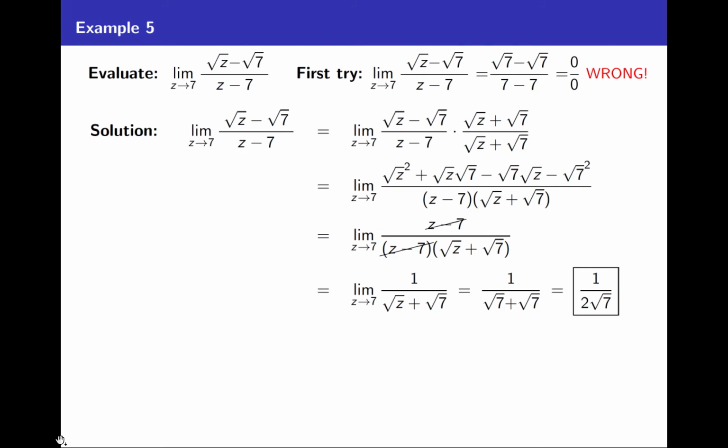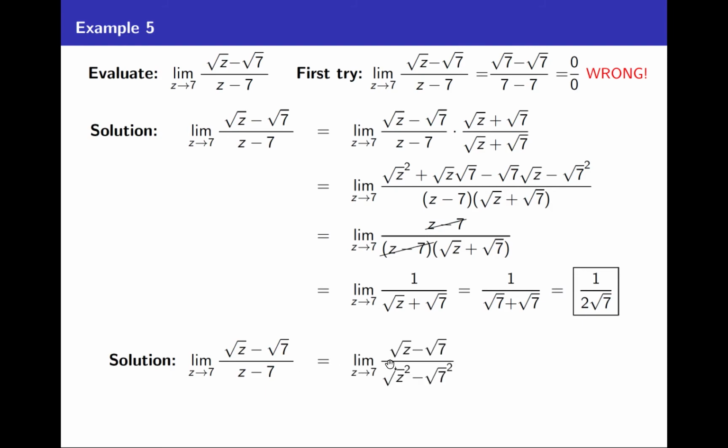I'm going to show you another way that you could evaluate this limit, a different solution. We've got the limit as z approaches 7 of the square root of z minus the square root of 7 divided by z minus 7. Now, it doesn't look like it, but the z minus 7 on the denominator is actually a difference of two squares. Z is approaching 7, so z is a positive number. That z is something squared. It's the square root of z squared. And the 7 is also something squared. It's the square root of 7 squared.